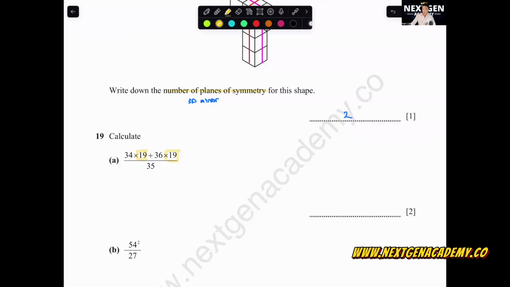Can we factorize out 19 first? So you can write it like that: 19 times (34 plus 36) over 35. Then what do you think you should do next? 34 plus 36, can we say it is 70 over 35? 70 over 35, can I say it's 2? 19 times 2, and our final answer is 38. So always find an easier way to solve it.